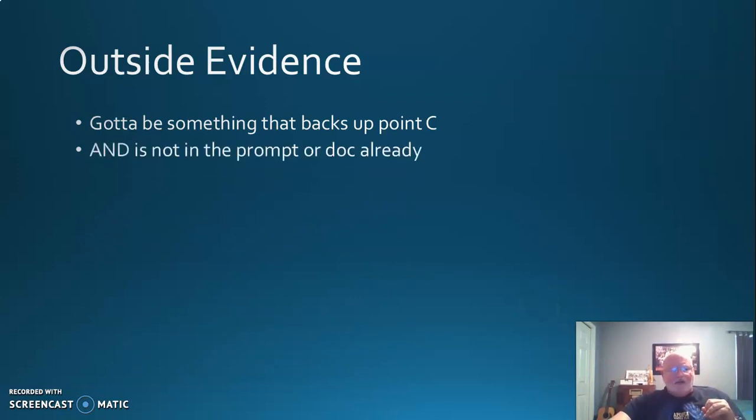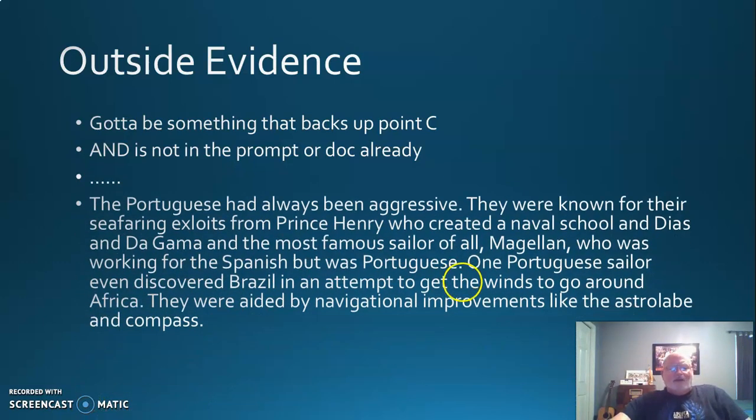Anyway, and again, my goal is for you just to try outside evidence. Hopefully you're going to have 3 documents, 3 groups, and so you're going to have 3 body paragraphs. And if you end every one with outside evidence, you will have 3 attempts, 3 tries to get this. Here's what I came up with. Oh, the Portuguese had always been aggressive. They were known for their seafaring exploits. And you can read this on your own, but this is just me grasping for points. I am, quote, BSing with finesse.